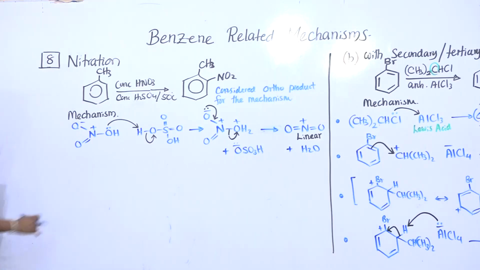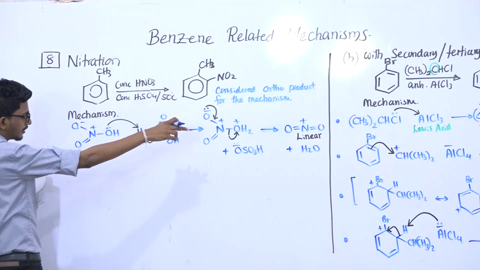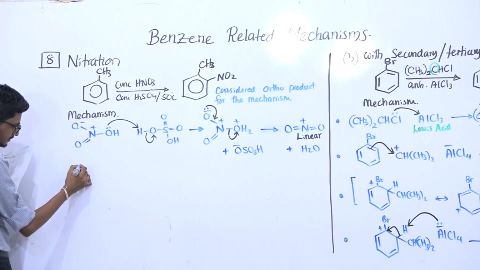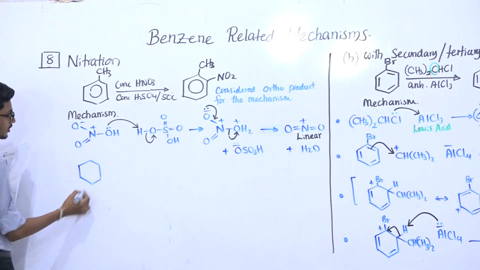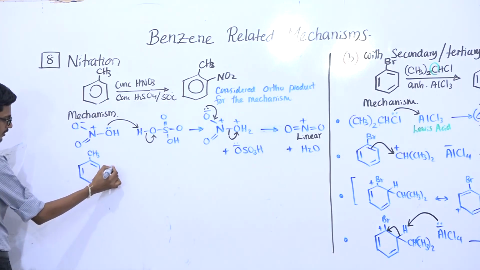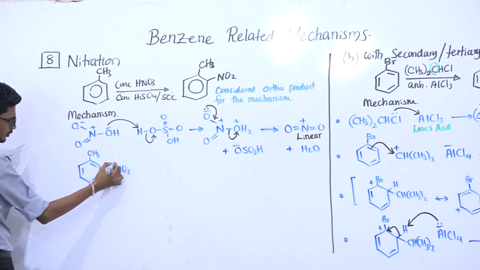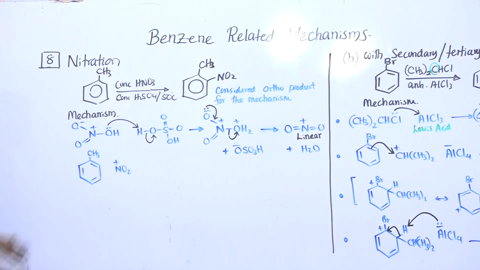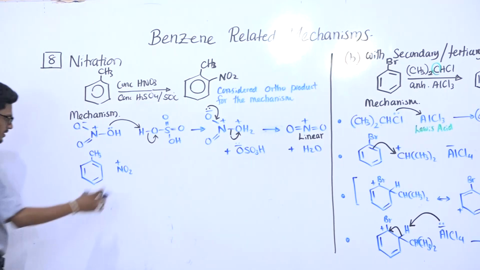Then the attack of the active electrophile towards the ring. So your ring is there. You can now just write the NO2 plus, no worries. NO2 plus is enough, no need to mention the structure again.